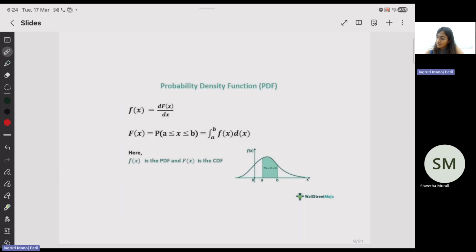So here in this case, there are two things. One is the probability density function, and the other is the cumulative distribution function. If you see, this is your probability density function, whereas on the other hand, this is the cumulative distribution function. This one is only defined at certain points, whereas this is defined for all points.